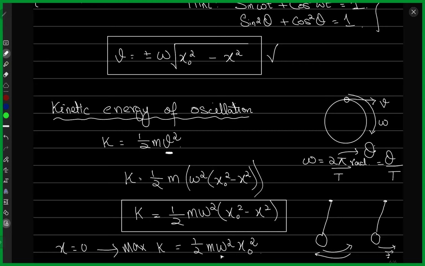So a system can gain the maximum kinetic energy when it's raised to some maximum height, so that all that potential energy will be converted into kinetic energy, right? So that's the maximum kinetic energy of the system. Then we can now talk about the potential energy of a system of an oscillatory motion.